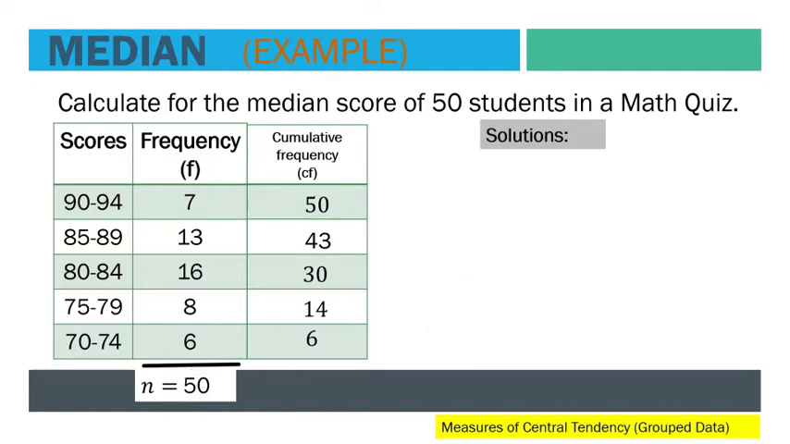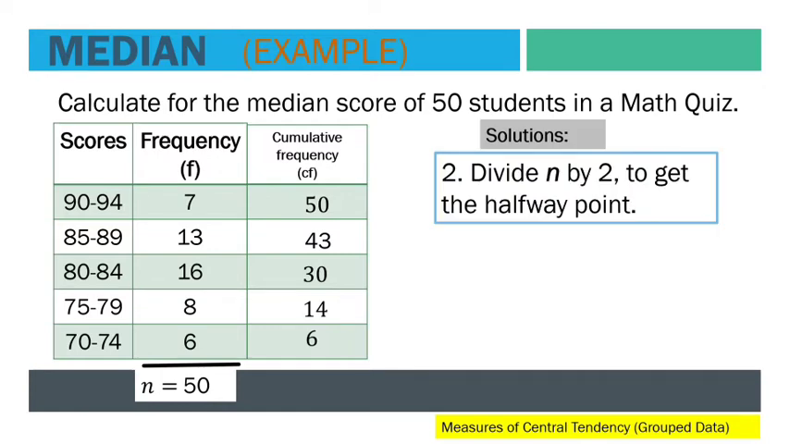For the second step, we have to divide n by 2 to get the halfway point. So we have to divide n. Which is n? That's 50. Remember, we are getting the halfway point because that pertains to the middle value, since we are getting the median. So anyways, 50 is n and we have to divide it by 2. It will give us 25.